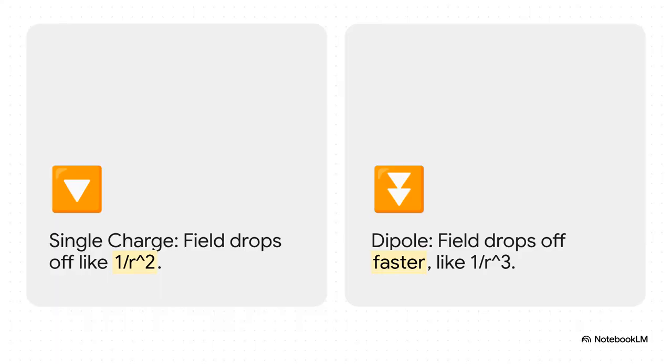Now, when we start comparing these fields at a distance, a really fascinating difference emerges. If you look at a single isolated point charge, its electric field drops off as 1 over r squared, just like we saw with Coulomb's law. But remember, a dipole is a positive and a negative charge sitting right next to each other. Their total net charge is technically 0. So if you're looking at them from far away, their electric fields very nearly cancel each other out. Because of this near cancellation effect, the electric field of a dipole falls off way faster at large distances, specifically as 1 over r cubed.